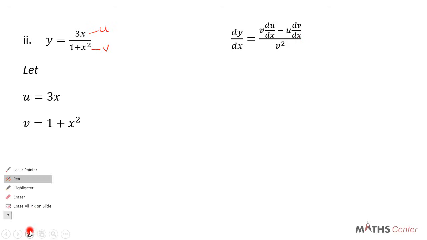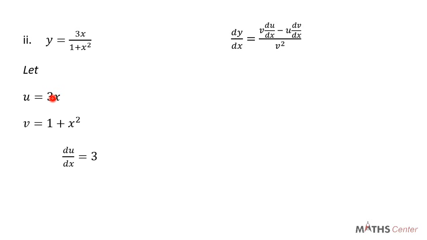So you have to differentiate u with respect to x and v with respect to x. u is equal to 3x. So if you differentiate 3x with respect to x, the x will be gone and you'll be left with 3. v is equal to 1 plus x squared. When you differentiate 1 plus x squared with respect to x, you differentiate 1, you get 0. You differentiate x squared, you get 2x. So du/dx is 3 and dv/dx is 2x. We now have u, v, du/dx, dv/dx. And so we can use the quotient rule to find dy/dx.